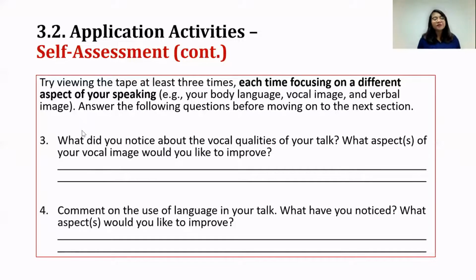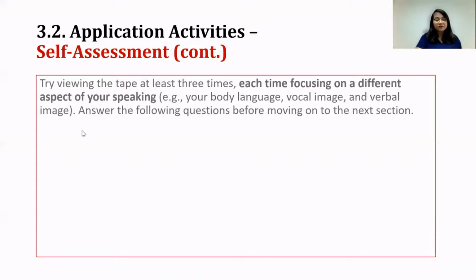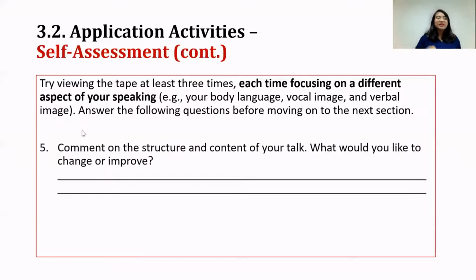And then number 4, comment on the use of language in your talk. What have you noticed? What aspects would you like to improve? Next one, number 5. Comment on the structure and content of your talk. What would you like to change or improve?